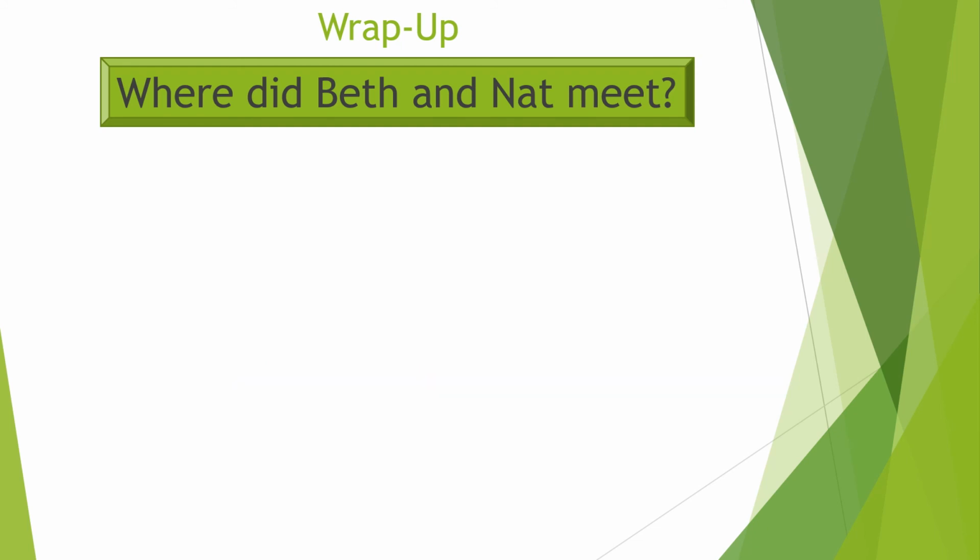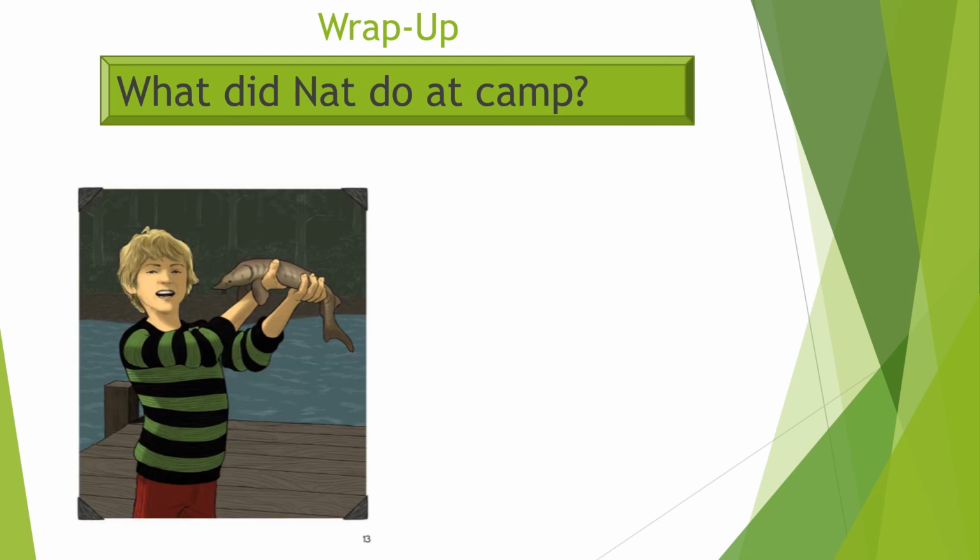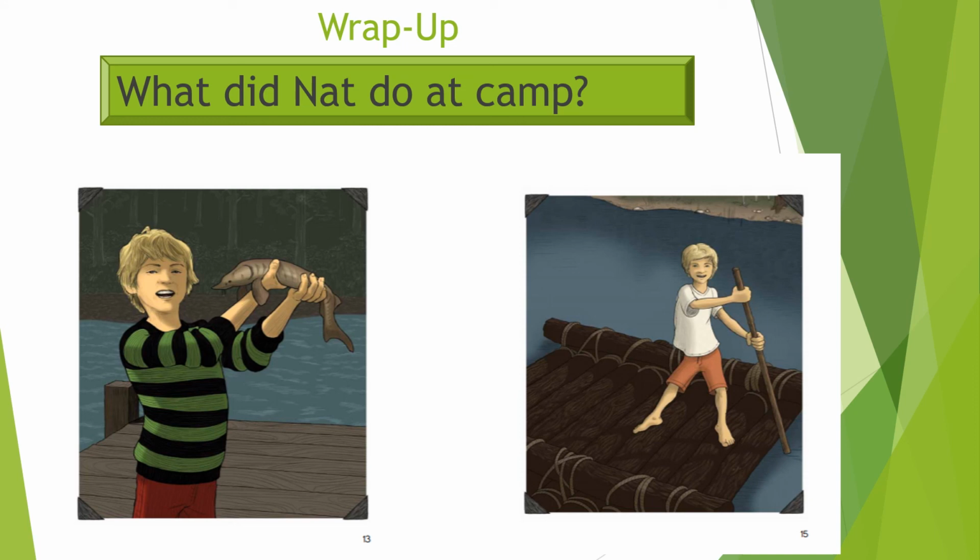Let's do another. What did Nat do at camp? Well, let's think back to our pictures. We saw a picture of Nat with a fish, so we know Nat fished at camp. We also saw a picture of Nat on a raft, so we know Nat rafted at camp. So you could say, Nat fished and rafted at camp. Make sure you're answering in complete sentences.